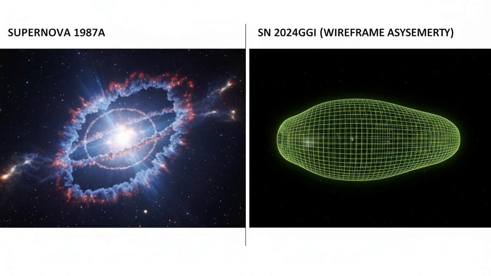And we have seen this happen in real time. In 2024, astronomers studied a supernova called SN 2024 GGI using spectropolarimetry, which measures the direction of light waves. They mapped the shape of the explosion just hours after it happened, and the result was clear. It wasn't round, it was olive-shaped. This confirmed that the asymmetry is born in the very first second of death.